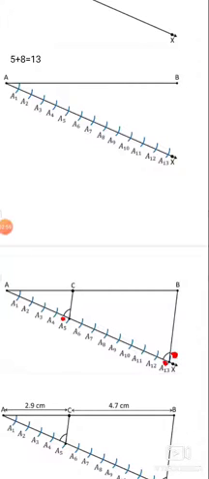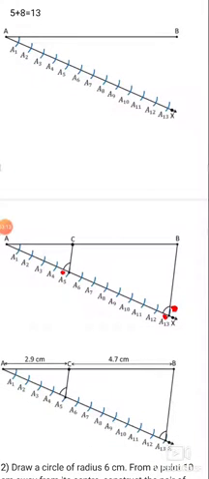Now from A5 through that intersecting point, we need to draw a line segment. That line segment touches the line segment AB at the point C. Now measure AC and also BC. So AC 2.9 and BC 4.7. Now what is the sum of that two? Yes, that is 7.6 centimeter. Now that is the line segment division.